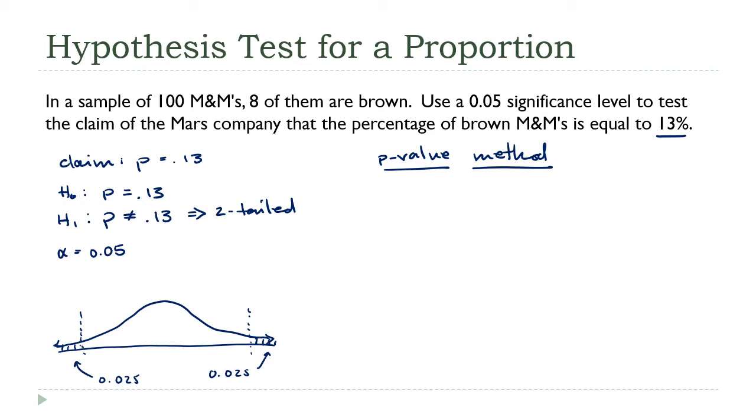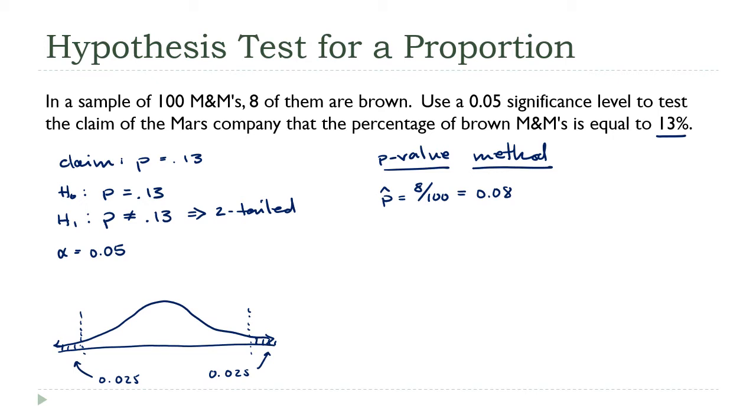So to do that, what I need to do is calculate the probability that the results I'm seeing in my sample occurred compared to this accepted value of 0.13. All right, so what is my p hat value? Remember, that is always the proportion that came from the sample. So in a sample of 100 M&Ms, I'm seeing 8 that are brown. So this will be 8 out of 100, or 0.08.